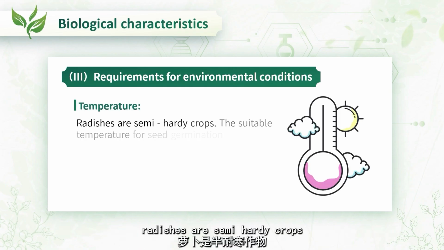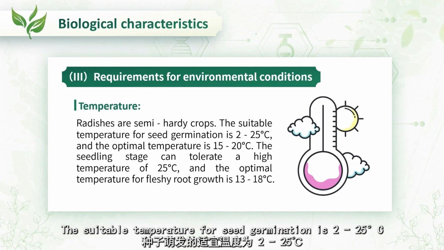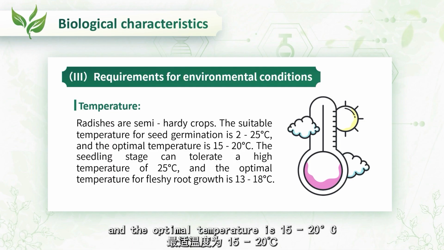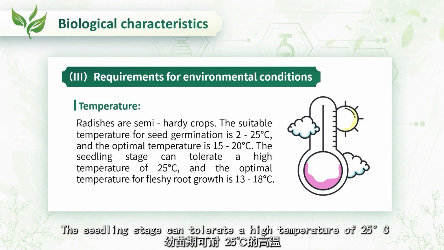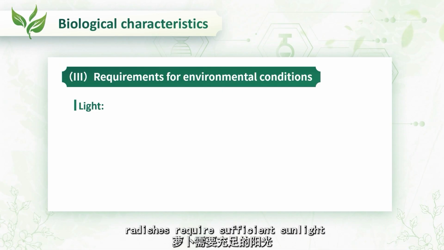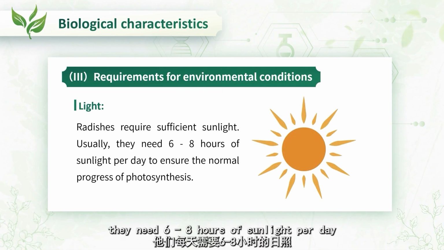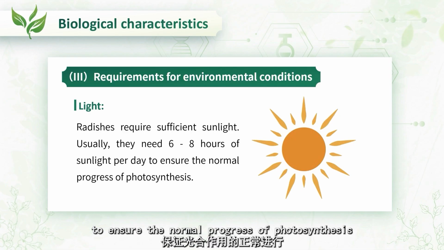Temperature. Radishes are semi-hardy crops. The suitable temperature for seed germination is 25 degrees Celsius, and the optimal temperature is 15-20 degrees Celsius. The seedling stage can tolerate a high temperature of 25 degrees Celsius, and the optimal temperature for fleshy root growth is 13-18 degrees Celsius. Light. Radishes require sufficient sunlight. Usually, they need 6-8 hours of sunlight per day to ensure the normal progress of photosynthesis.